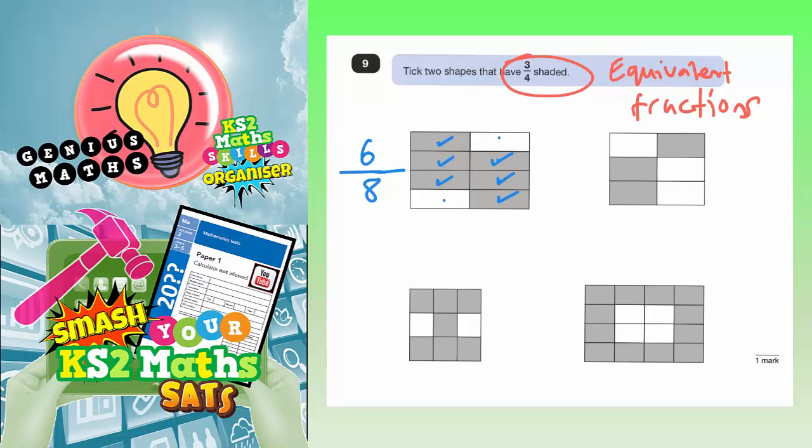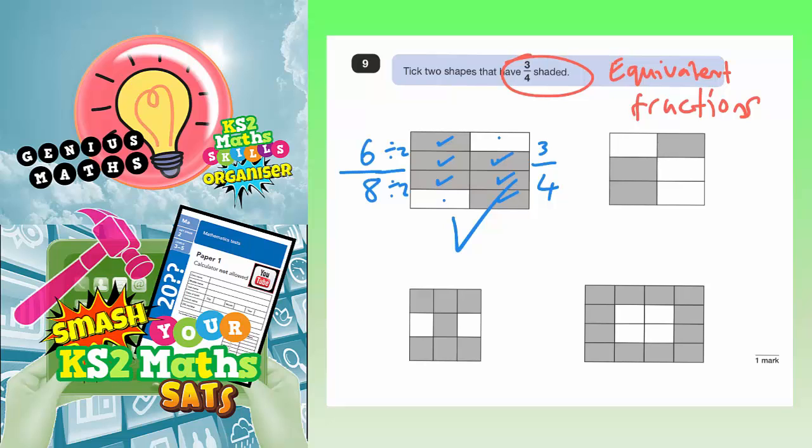Okay, so let's see if that simplifies. Well, 6 and 8 both divide by 2. So if you divide both of those by 2, you would get 6 divided by 2 is 3, and 8 divided by 2 is 4. So 6/8 does actually simplify to 3/4. So that is definitely one of the shapes that we need to tick. So we need to be ticking that shape, okay? Let's go on to the next one.